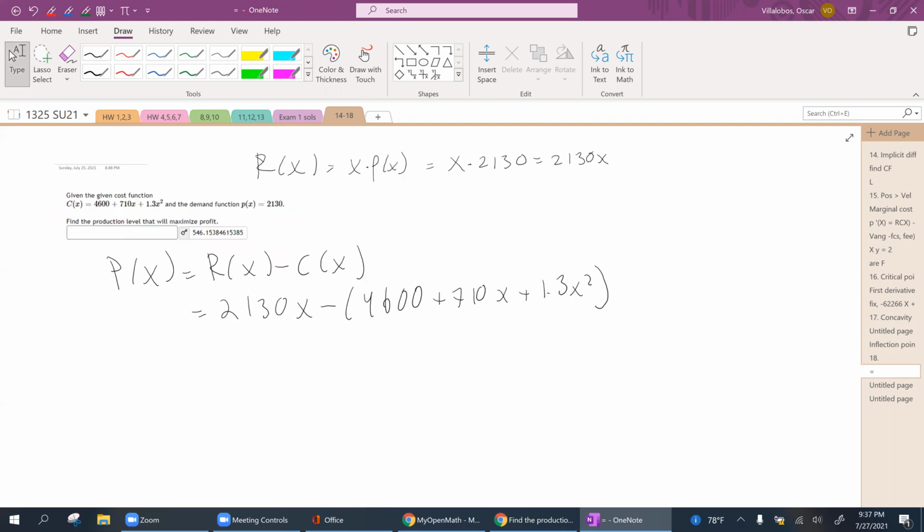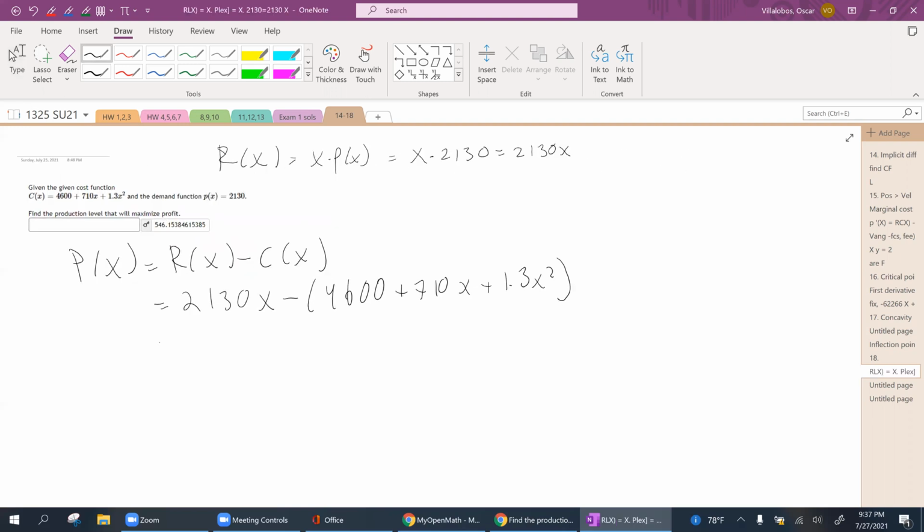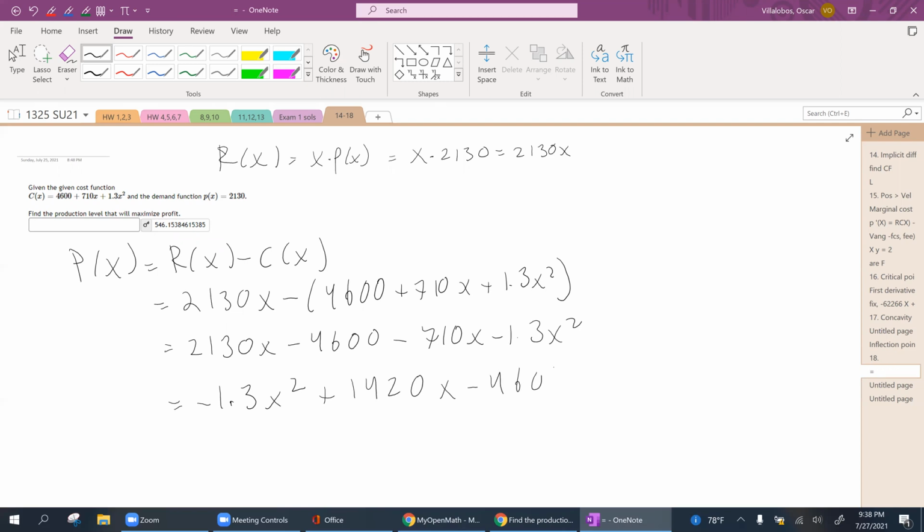Right, you distribute that negative and you combine like terms. I get 2130x minus 4600 minus 710x minus 1.3x squared. Let's go ahead and rearrange these and I get negative 1.3x squared plus 1420x minus 4600. That is my profit function.